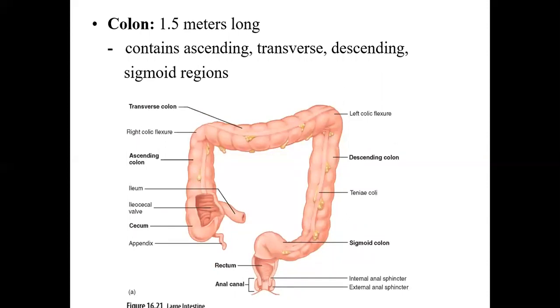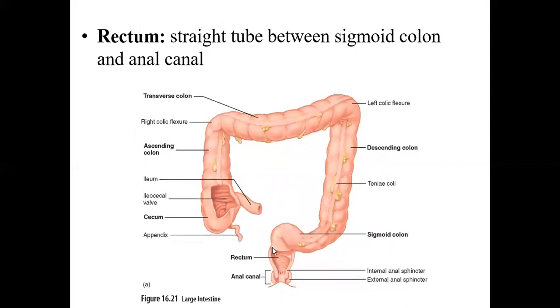The main portion of the large intestines is referred to as the colon, and it really contains four main areas. The ascending portion of the colon is here. The transverse means it goes to the side, kind of horizontal, so that goes across. The descending portion descends down, and then you have a sigmoid region, which means S-shape. The sigmoid region will eventually open up into the rectum, which is just a straight tube that connects the colon to the anal canal.